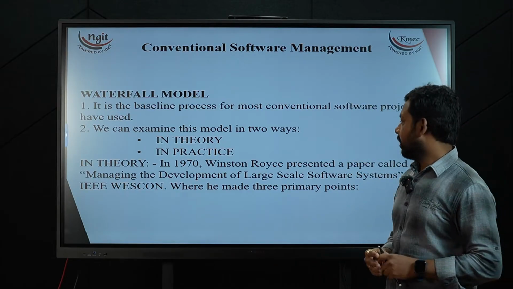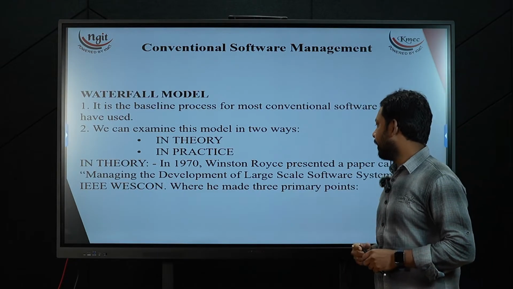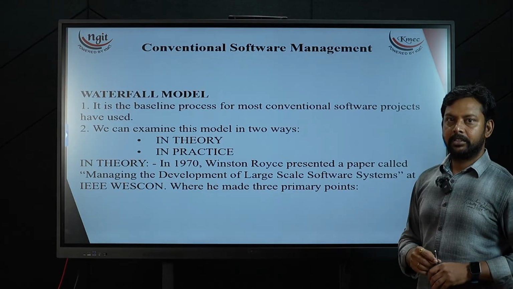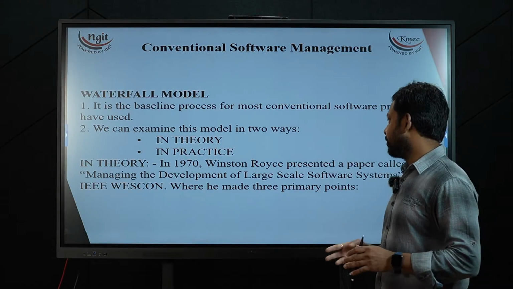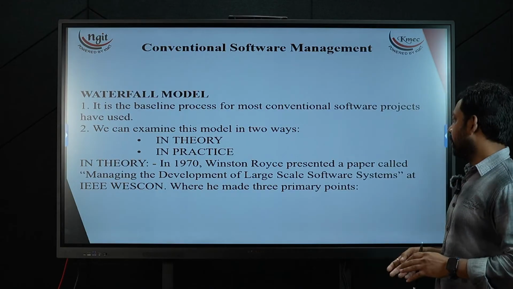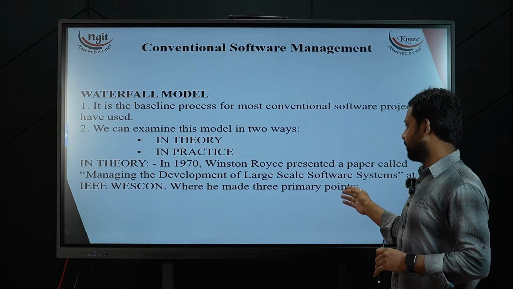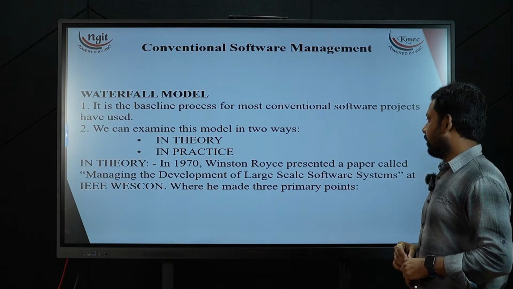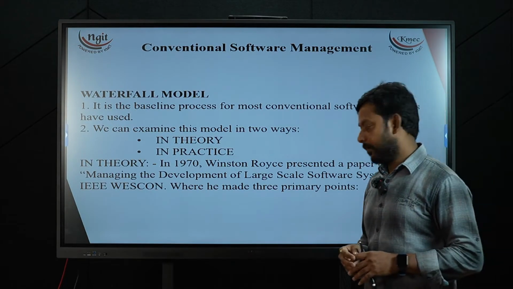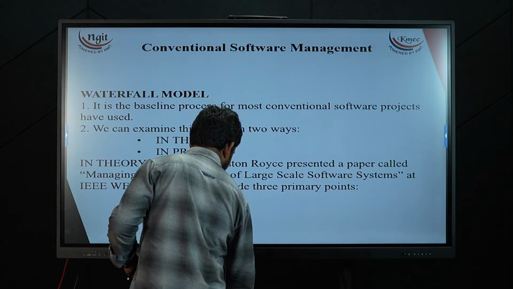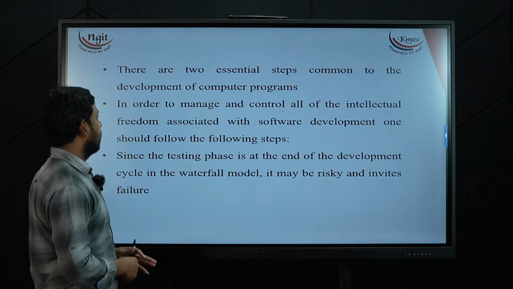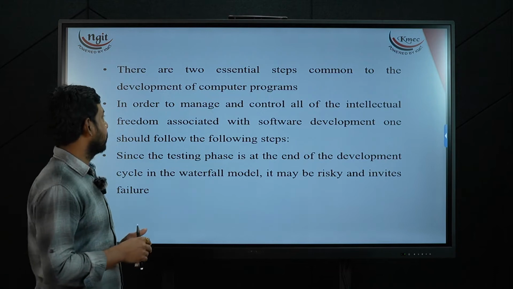In theory, Winston Royce in the year 1970 presented a paper related to how to manage the development of large-scale industry software processes, and this was presented at IEEE WestCon. In this paper, he has made 3 different points. These are the primary points that are taken into consideration while developing your software process in the industry.